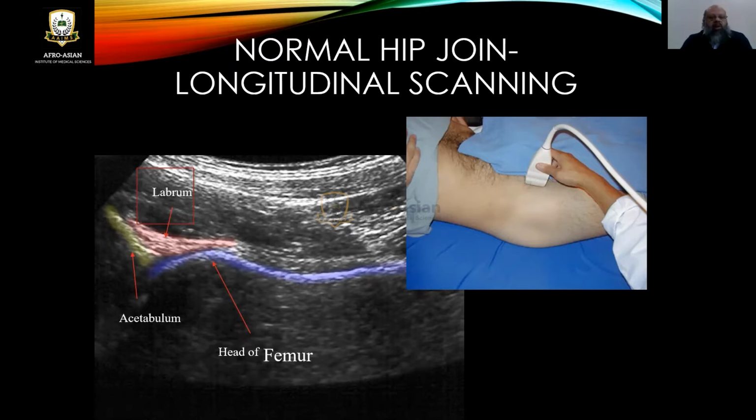Once we put our transducer here at the anterior of the hip, we will see these structures. These are the muscles. Then we have the head of the femur. The green one is the acetabulum, and the pinkish color is given to the labrum, which is a cartilaginous structure.